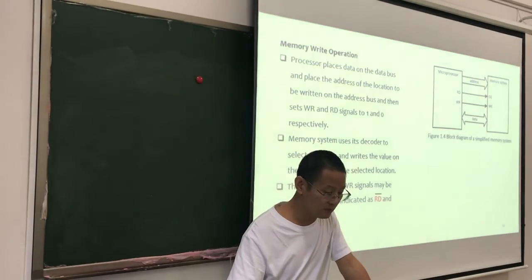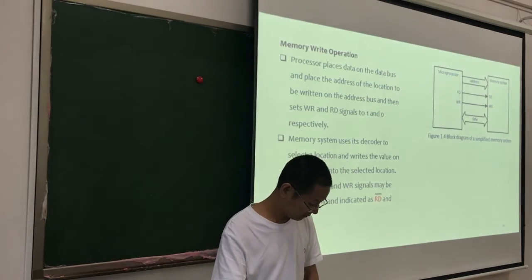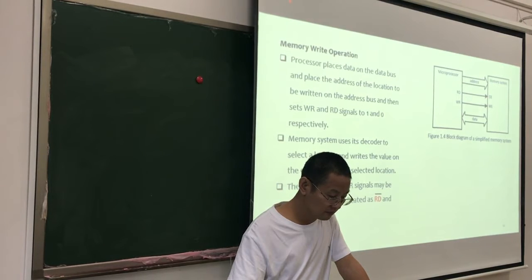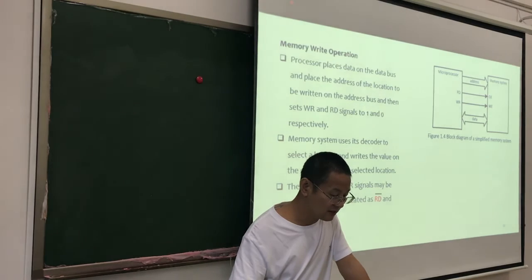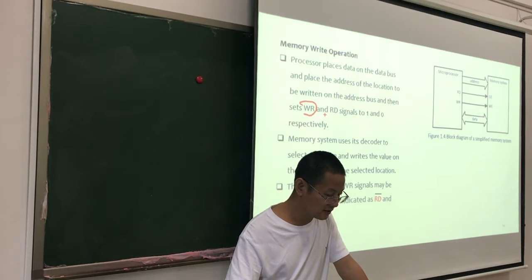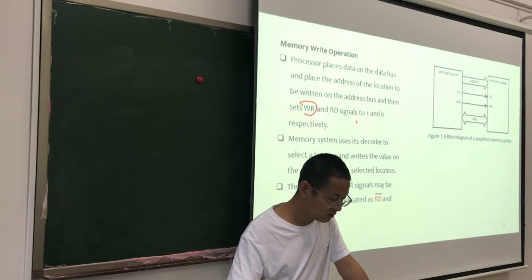Memory write operation. The processor places the data on the data bus, and places the address of the location to be written on the address bus, and then sets the WR and RD signals to 1 and 0.